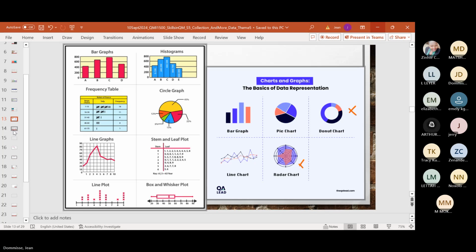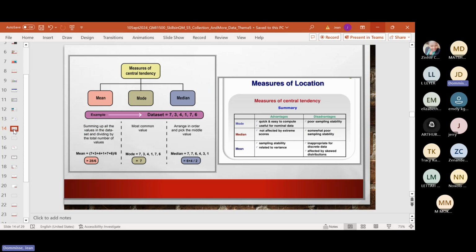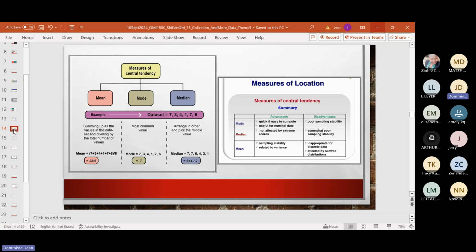And then nearly the last few things is where we spoke about measures of location or measures of central tendency. When you want to look for short video clips, you can Google two things: measures of central tendency, which will give you the mean, mode, and median, or measures of location, which will also give you the mode, median, and mean.